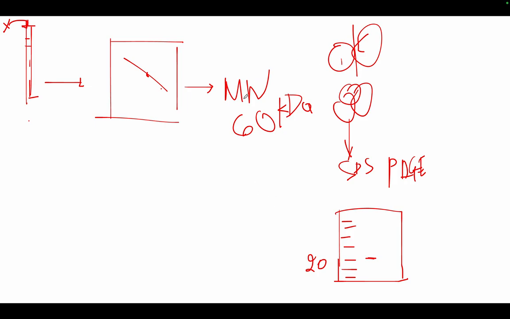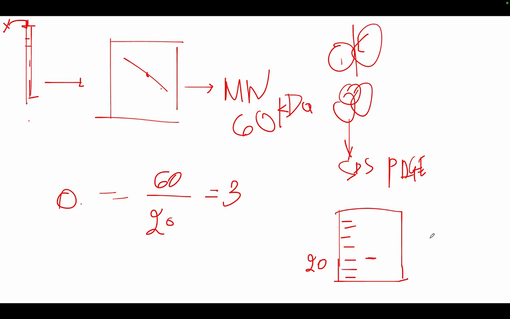But through SEC, I'm getting that the native mass is 60. So that means that my oligomeric status will be my native mass upon the monomeric mass, which is telling me that this protein is existing as a trimer. So this way, by combining different techniques, you can tell different things about your proteins.